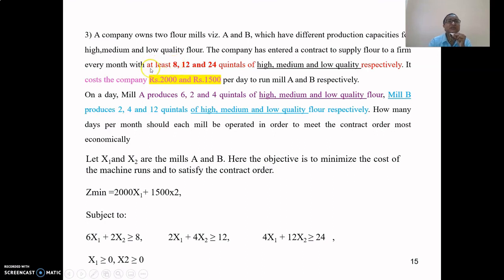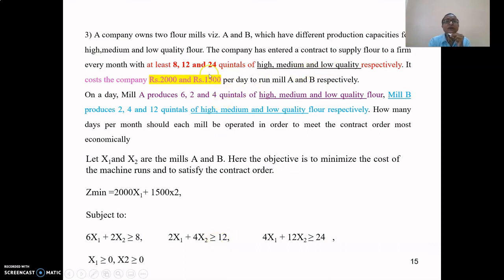So see the word at least; in the previous two examples the word at least is not there, so that's why the inequality was of less than type. Now here the inequality is greater than type. Second equation, for A is 2x1 and from B 4x2 and their demand is not less than 12. So 2x1 plus 4x2 greater than or equal to 12.